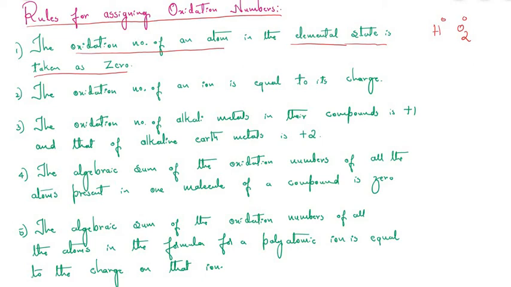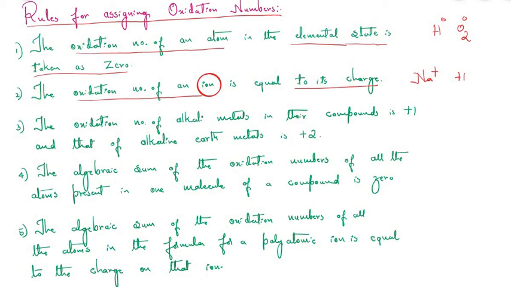Then the second one is that the oxidation number of an ion is equal to the charge carried by that ion. For example, if we have Na+, the oxidation number of Na in Na+ is +1. Is it clear, students? In this manner we have to understand the second rule.